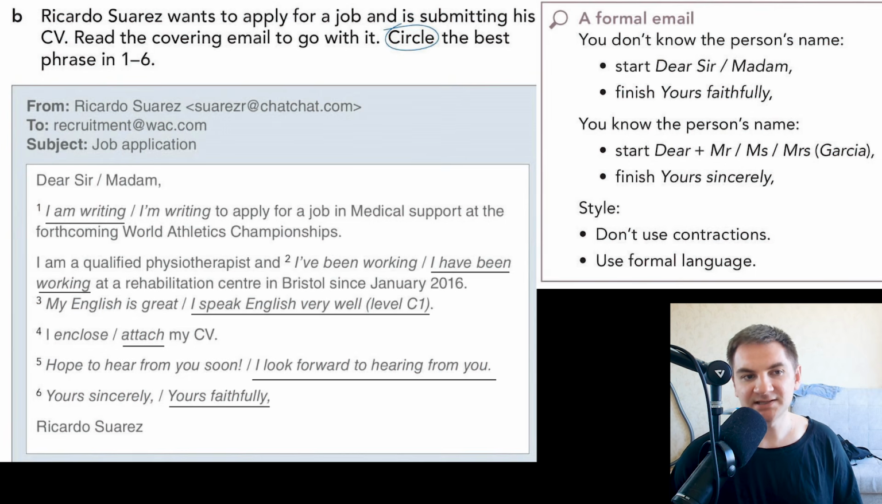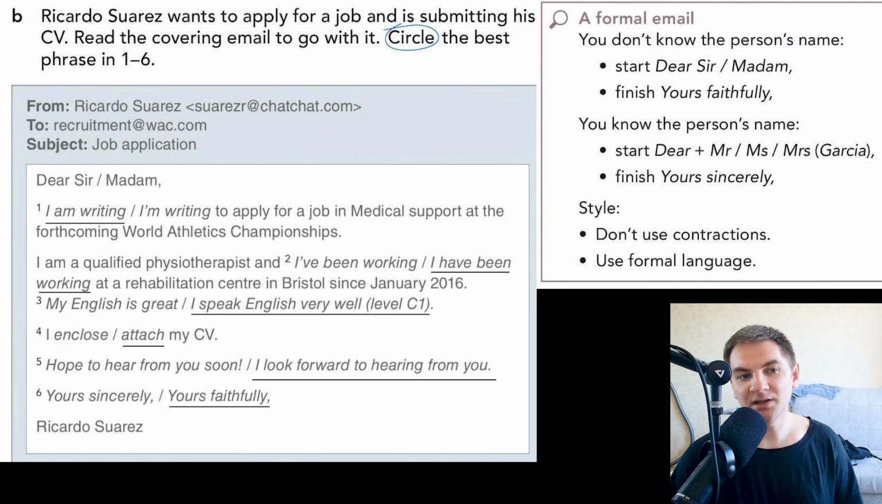4, attach instead of enclose. Okay, when sending a document by email, the correct term is attach. The word enclose is used specifically for physical letters sent by post, where you literally put a document inside an envelope. Okay, so this is the reason.